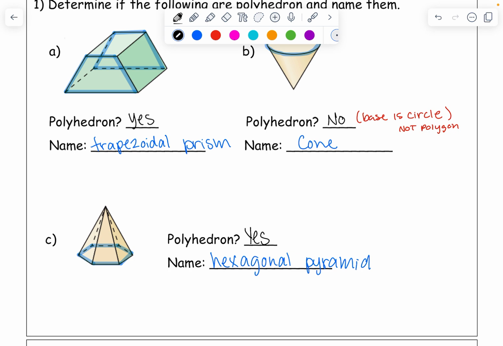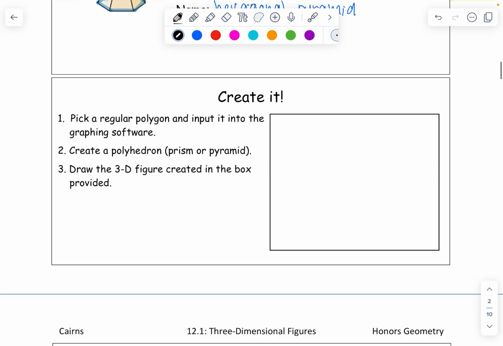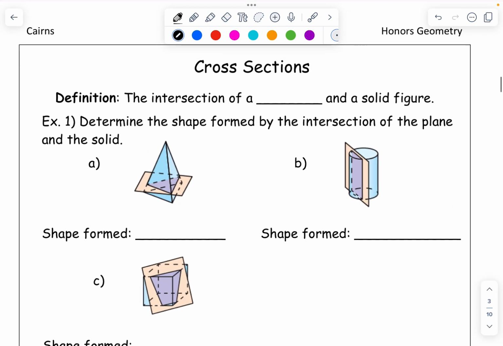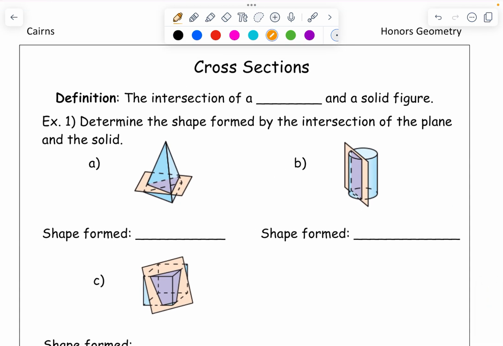Okay, going to the next page, we have our cross sections. It's going to be the intersection of a plane and a solid figure. A plane is from chapter 1. It is a 2D surface. So if you only have one plane, it is a 2D surface.